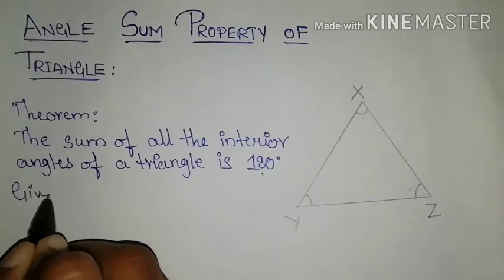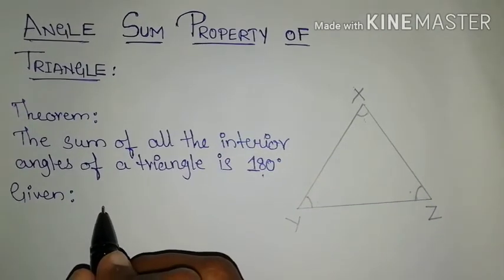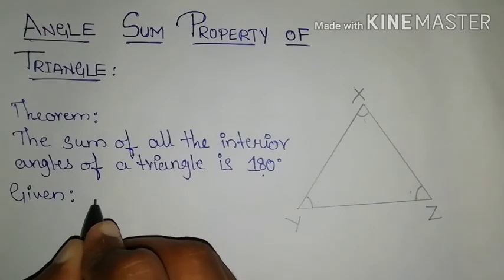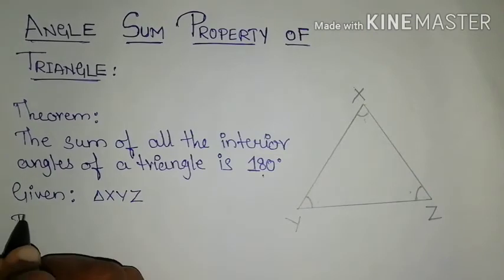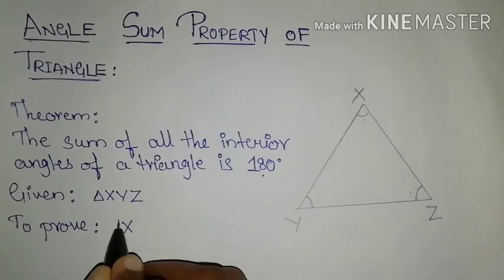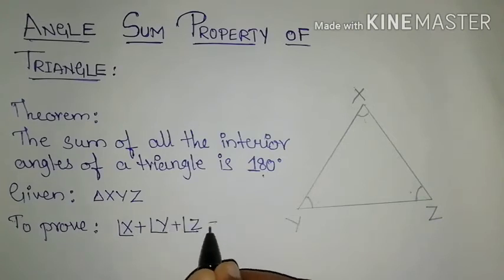Given: triangle XYZ. You can draw a triangle and give it any name of your choice. I have given it XYZ. You can name it ABC, PQR, TUV, anything. So given triangle XYZ, to prove: angle X plus angle Y plus angle Z is equal to 180 degrees. To prove this, we will be applying our knowledge of parallel lines and transversals.